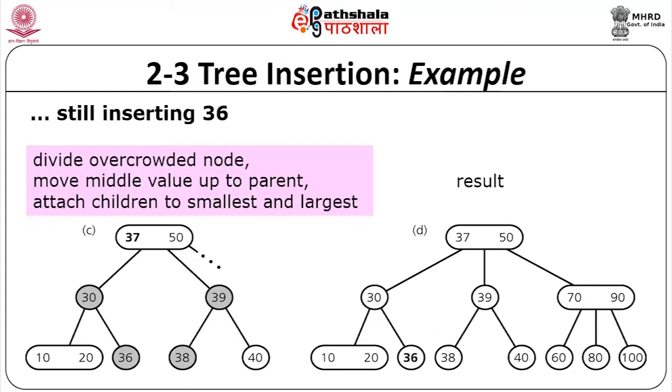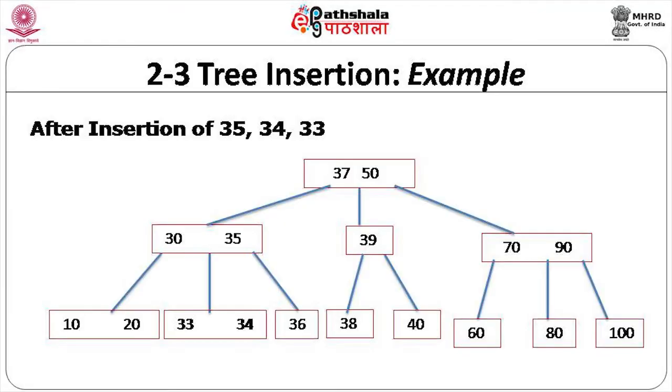Now, after this, this is the original tree. Now I have inserted 35. When I inserted 35, nothing happens because it already had only one value. Then I insert 34 and then I insert 33. So, after this you get this whole tree, but some of the nodes have become 3-child nodes, otherwise no difference. If you look here, all the nodes have either 1 value or 2 values, or 2 children or 3 children.